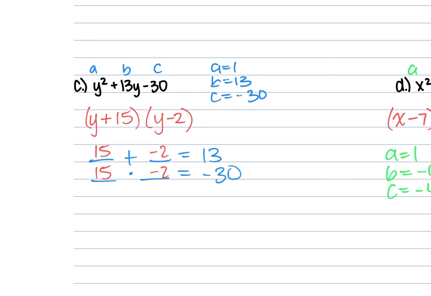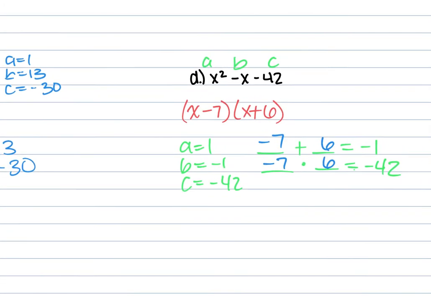Guys, this one was a little bit confusing because a lot of people picked 3 and 10, right? Because 3 times 10 gives you 30, and 3 plus 10 gives you 13. But remember, guys, one of them has to be negative and one of them has to be positive. 10 minus 3 will give you +7. So you couldn't use 10 and 3 as your factors, okay?